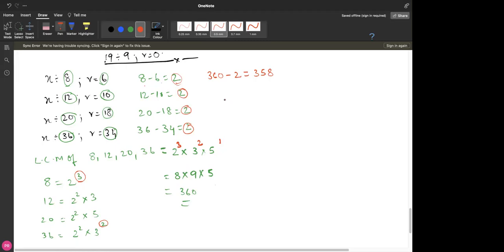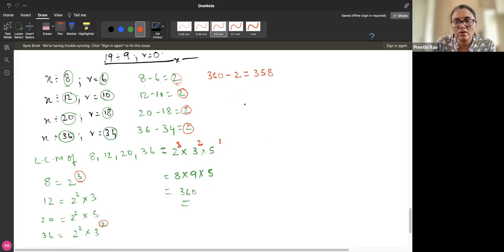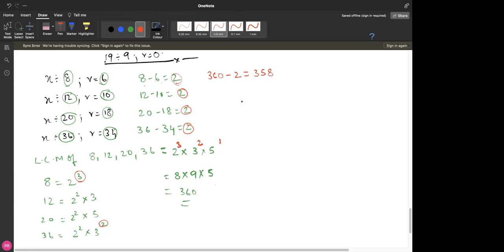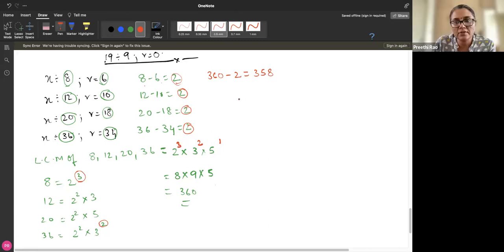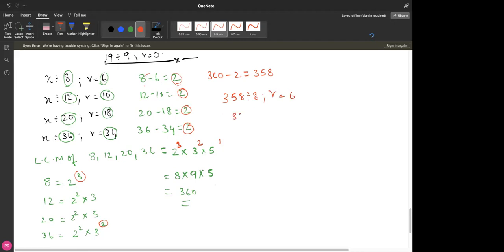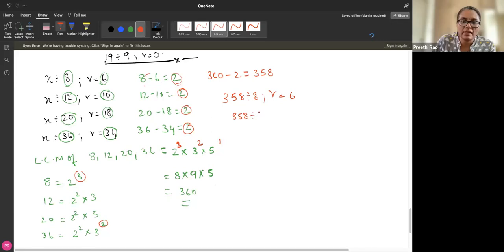Hold on, Saket. Shivansh, are you done? Yes, ma'am. So you are saying x is 358. So 358 divided by 8, you'll get remainder 6. Ma'am, what if the difference was not the same? Yeah, then we'll see why that is not possible to solve.